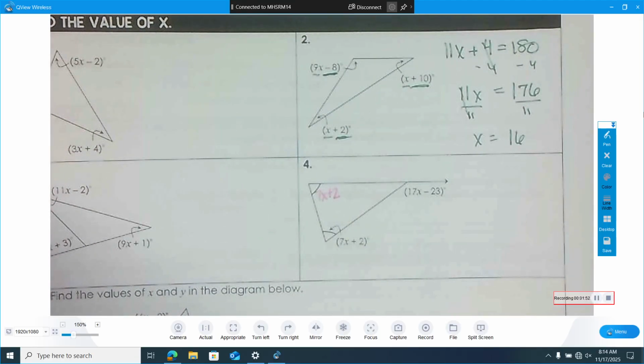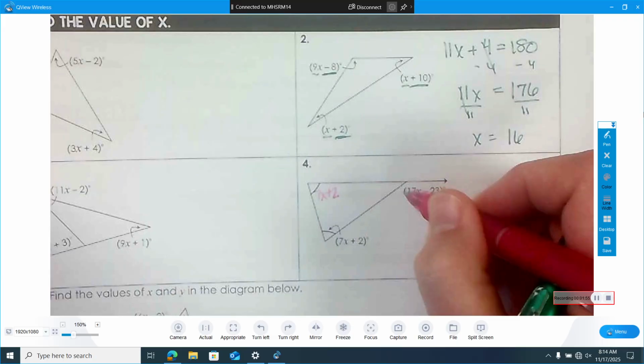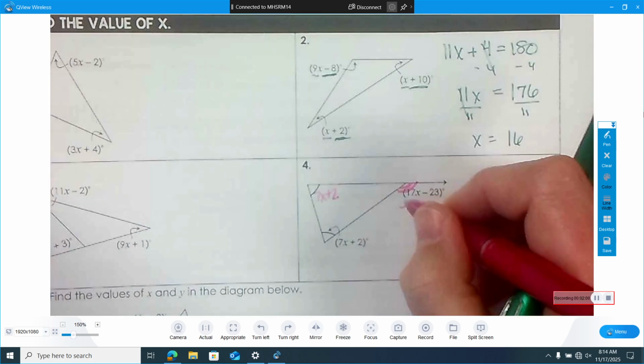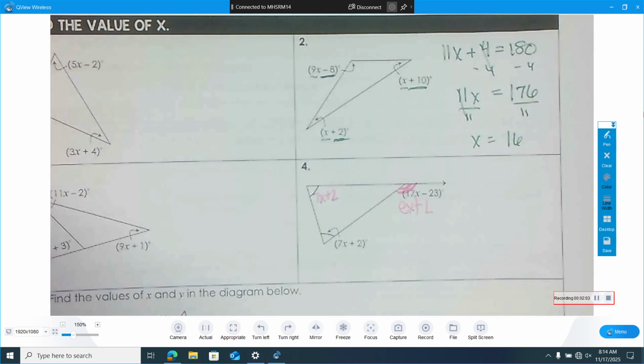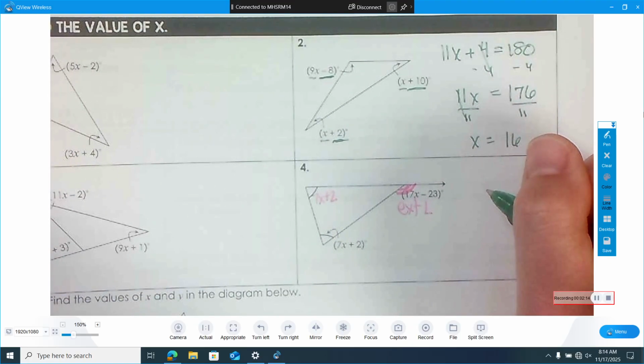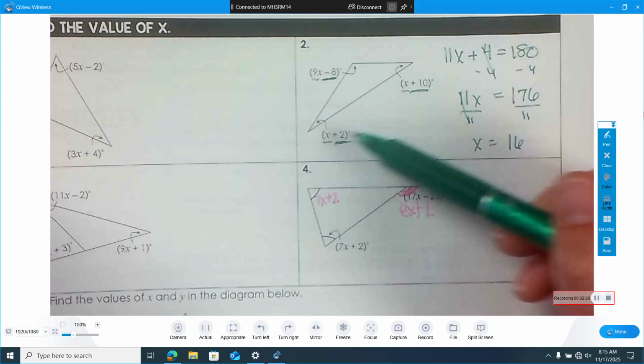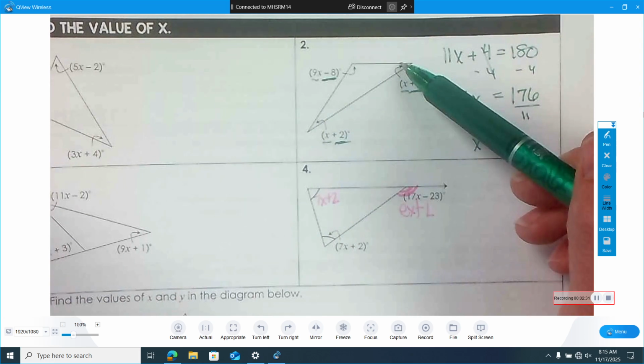Yeah? Okay. And then what is the name of this angle out here? What do we call this guy? Exterior angle. All right, so this is using the exterior angle theorem. And what does the exterior angle theorem say? So the interior angles, all 3 interior angles add to be 180.